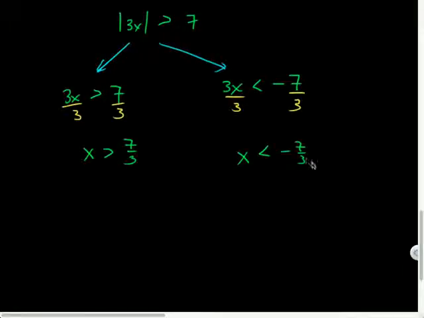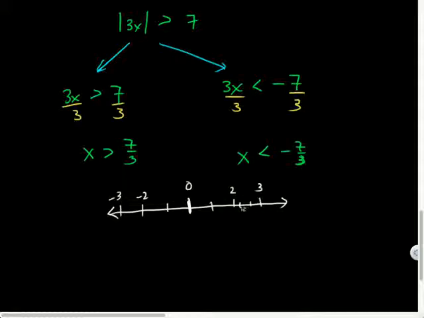So let's number line this to figure out what's going on here. So let's see, here's 0. Where is 7/3, between what numbers? I think it's between 2 and 3. Right, that's like 2 and 1/3. So here's 2, here's 3, here's negative 2, negative 3, and then I could divide those sections up into thirds if I wanted.